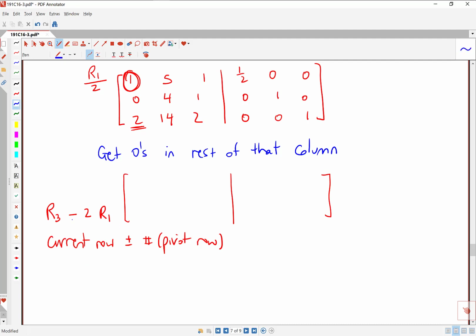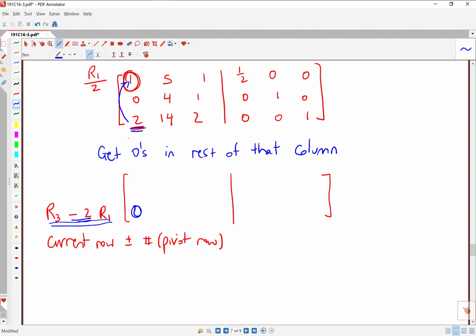So why is it minus 2? Well, it's because it's a positive 2 that we're trying to eliminate. So if you imagine applying this operation, row 3 minus 2 times row 1, you go 2 minus 2 times 1 would give us 0. So row 3 minus 2 row 1 is exactly the correct operation to perform to get a 0 in this position. So we'll do lots of practice with this, but in general, anytime you're trying to get a 0, think about going current row plus or minus some number times the pivot row, and the correct number to use is just the negative of whatever number you're trying to eliminate.